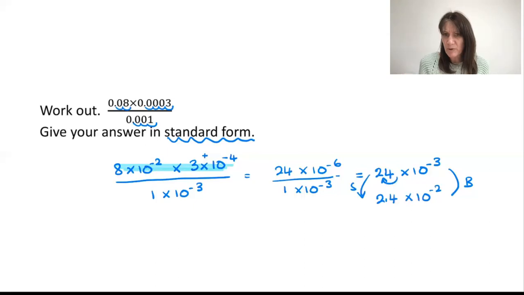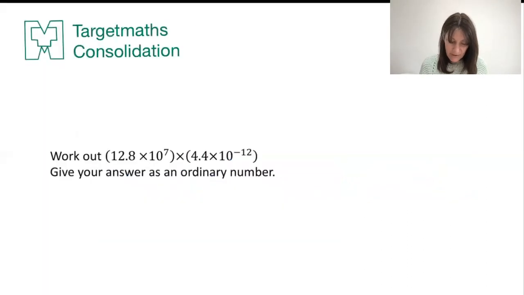You can see how much I've written down. There is quite a lot of work to be done. If you did it in the numerical way, then again, absolutely fine. If it's come out at 2.4 times 10 to the minus 2, then it worked fine for you doing it that way. Okay, there is your next question. So hit pause, press play when you're ready.